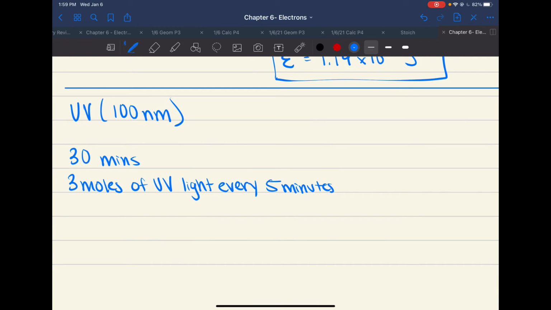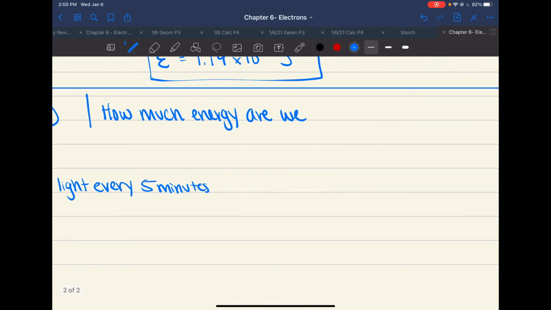So let's calculate how much energy this is going to be. We want to know how much energy of light we are going to receive in one session at this tanning salon. I before E except after C. Receiving. How much energy are we receiving at this tanning salon?